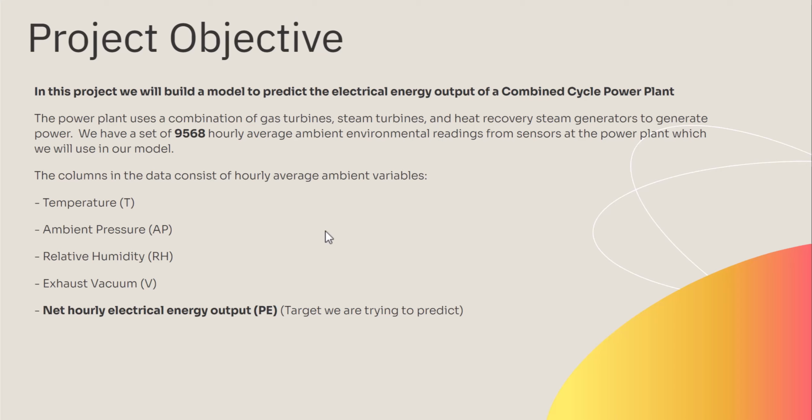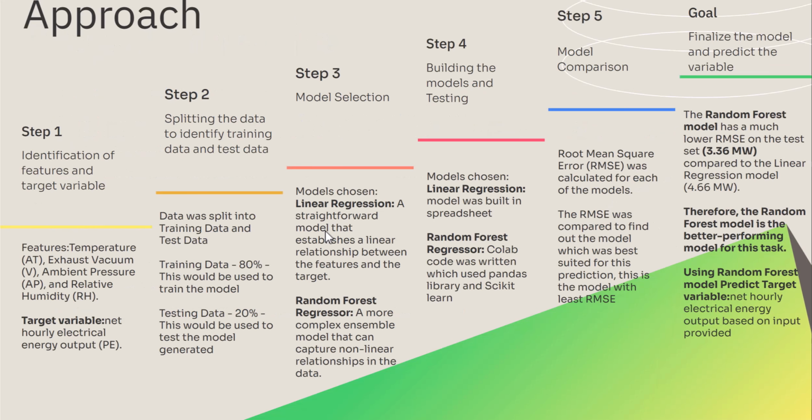We have 9568 hourly average ambient environmental readings from the plant. So these readings consist of temperature, ambient pressure, relative humidity, exhaust vacuum, and corresponding to each of these hourly readings, we have a net hourly energy output from the plant. Now this is what we are trying to predict.